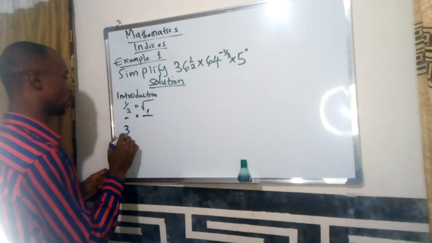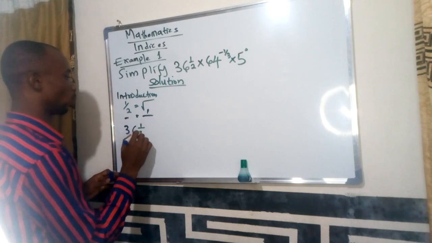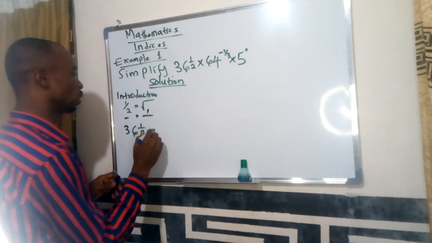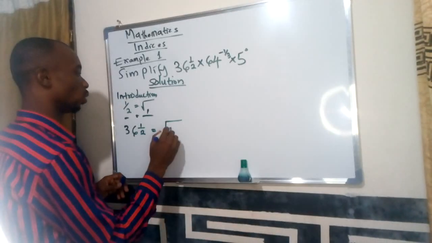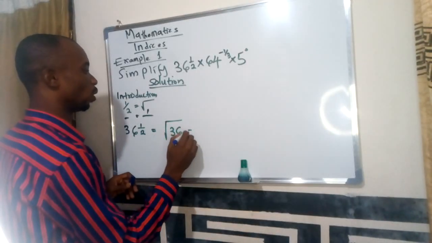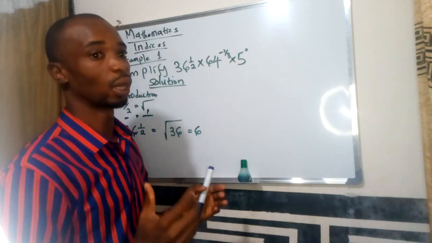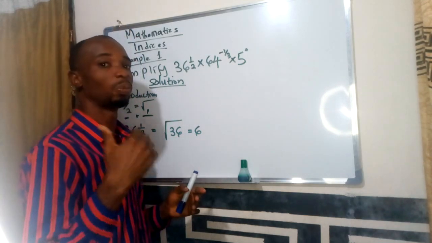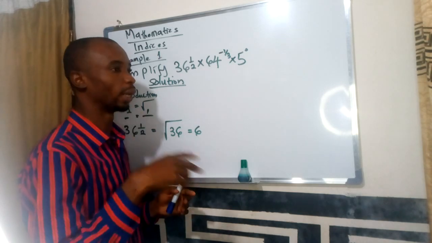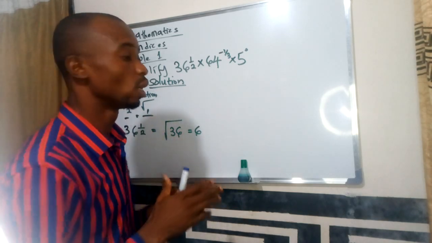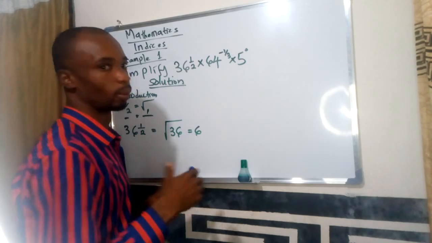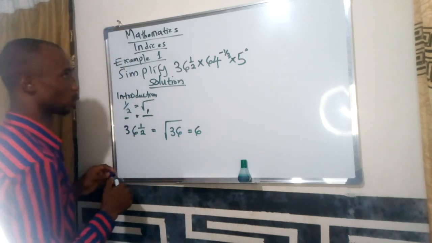So we have 36 raised to the power 1 over 2. So this is square root of 36. And what is the square root of 36? The square root of 36 is 6. How do you get that? A number that multiplies itself twice to give you 36 is what? 6, because 6 times 6 is 36.